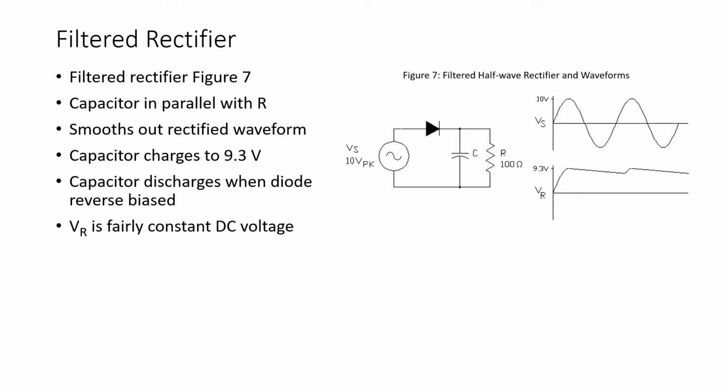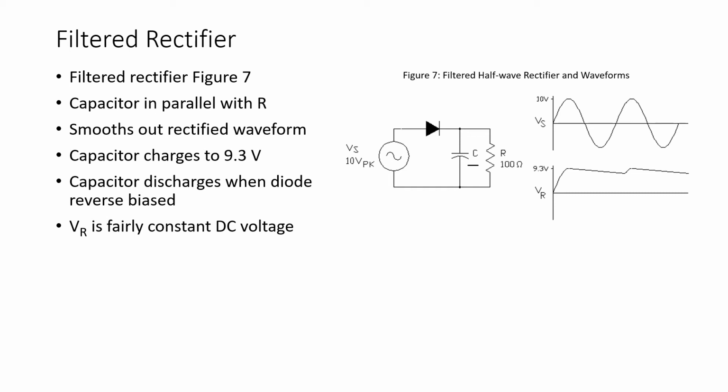So what we can do is connect a capacitor in parallel with the resistor, and this will smooth out that pulsing waveform. So in figure 7, we see a filtered rectifier circuit. Again, we have a capacitor C connected in parallel with the resistor. And you can see, of course, in figure 7 that it has smoothed out the resistor voltage quite a bit from the previous diagram in figure 6.